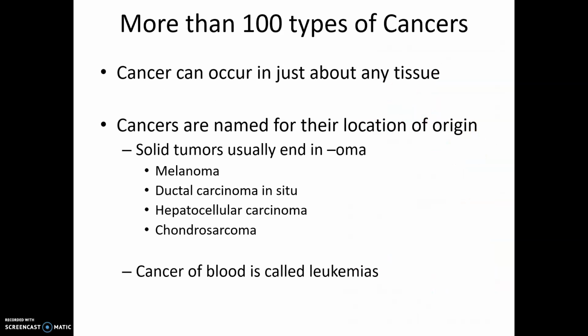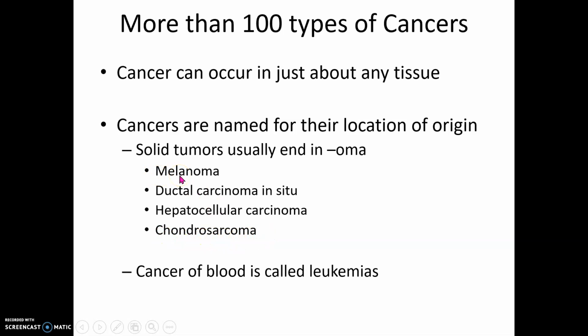There have been over 100 types of cancer already described, and this can occur in just about any tissue type that we have. There's cancer of the eyes, cancer of the bone, okay? Cancer of the skin. The cancers are named for the location where they begin, and if it's a solid tumor, they usually have the suffix "oma." So here we have some examples like a melanoma, ductal carcinoma in situ, hepatocellular carcinoma, and chondrosarcoma.